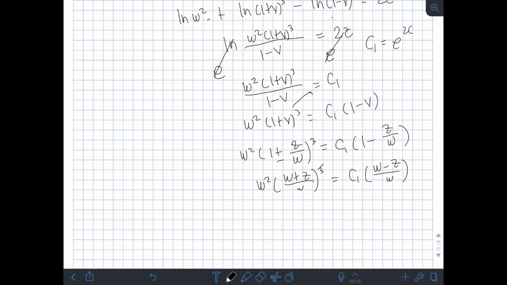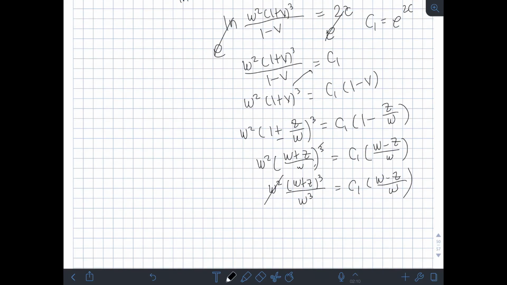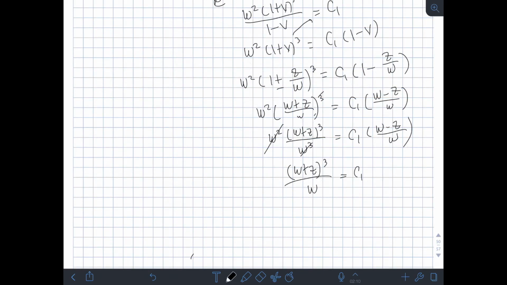Tapos distribute natin tong cube, so magiging W squared times W plus Z cube over W cube equals C1 times W minus Z over W. So, cancel dito, W squared, magiging W plus Z cube over W equals C1 times W minus Z over W. So, pwede makancel ulit si W. So, parang W plus Z quantity cube is equal to C1 times W minus Z.